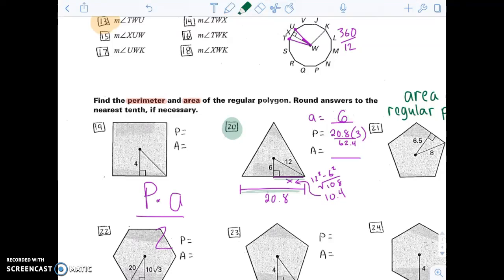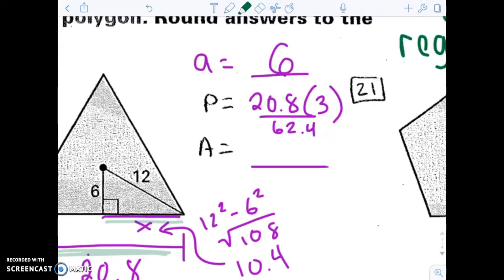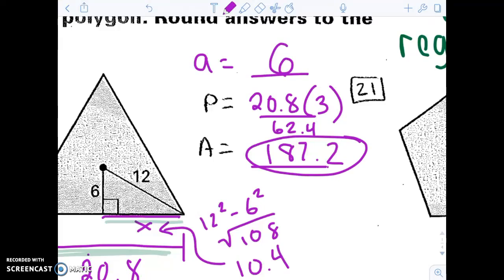Sorry about that. So I'm going to multiply my perimeter and apothem and divide it by 2. So if I take that 62.4, multiply it by the apothem of 6, and then divide that by 2, I would get a final answer for my area of 187.2. And then I'm done with that one.